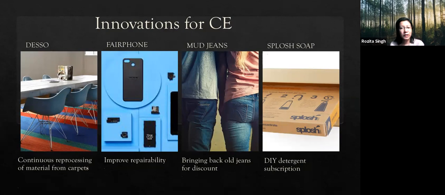There is a company called Mud Jeans in the UK where consumers can buy their pair of jeans, but they can also bring back an old jeans and get a discount. And what happens is that the returned jeans are then processed into new products like sweaters and hats. Similarly, from another industry, the carpet manufacturing industry, there is Desso, the Dutch carpet manufacturer.